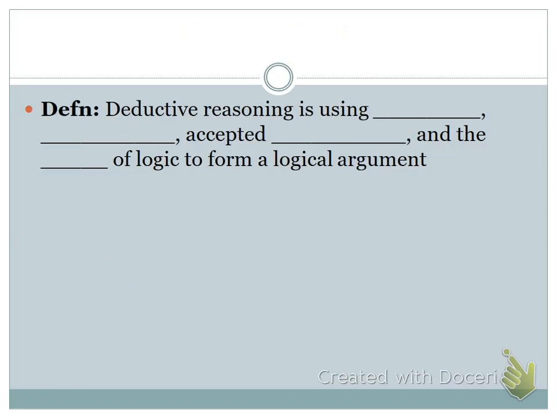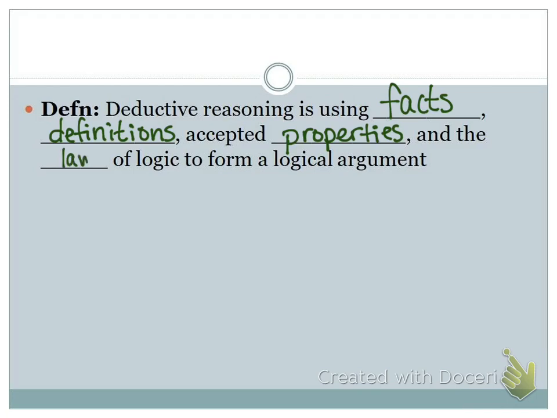Sorry, too fast. All right, deductive reasoning. That's what we're using today. It is using facts, definitions, accepted properties, and the laws of logic to form a logical argument. So these are based on things that we know to be true. Based on truth. So this isn't just something that we think or our opinion or something that might be the case, something we observed. This is hard facts, things that are definitely true.